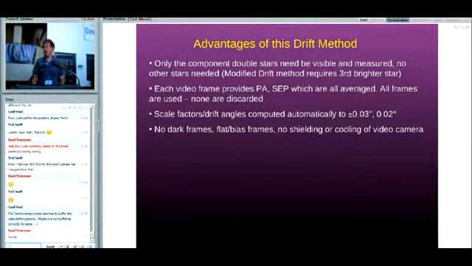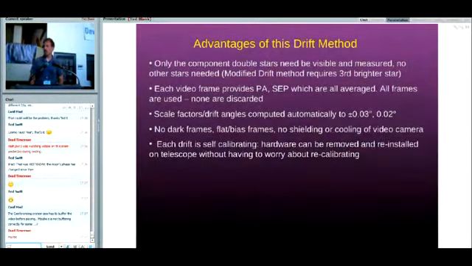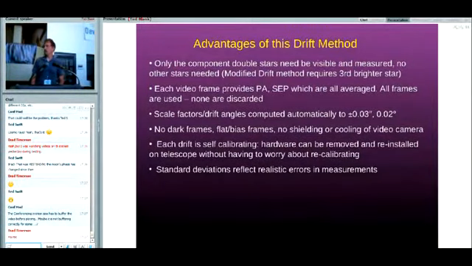Unlike a CCD camera, there are no dark frames, flat or bias frames, and no shielding or cooling of the video camera necessary. Next slide. As I said earlier, each drift is self-calibrating, and the hardware can be removed and put back on. There's no worries, no nothing, just get right back to work. Next slide.